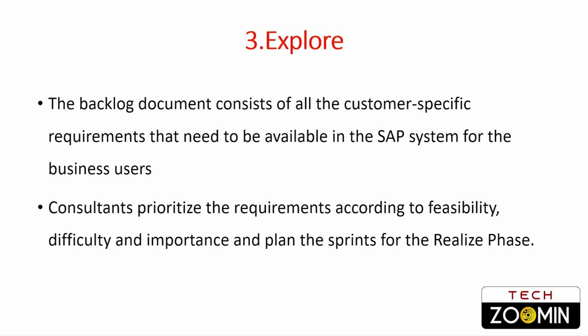Consultants then prioritize these requirements according to the feasibility, difficulty, and importance, and plan the sprints for the realization phase. So here we can close each of the backlog items one by one. I will explain what a sprint is in the next phase, that is the realization phase. So once the explore phase is completed, the consultant gets a very clear idea of what to implement in the system, and then he will go to the realization phase. Okay, understand, right?